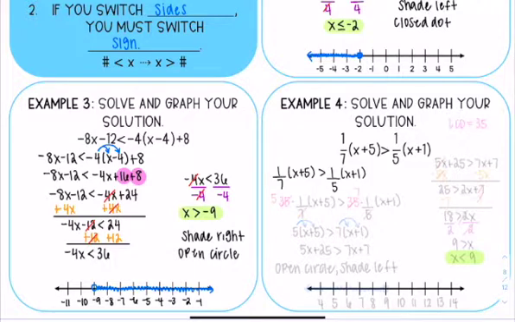Well, if I'm looking at 7 and 5, my LCD is 35. And so I want to multiply both sides by 35. Now, because we multiplied by a positive 35, we don't have to worry about flipping our sign. If we had multiplied by a negative 35, then we would have.